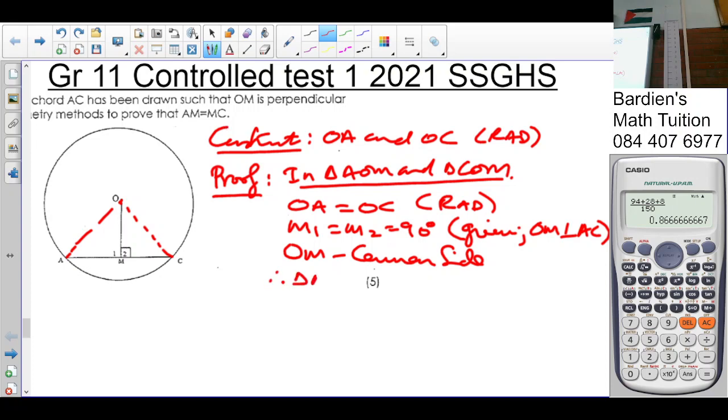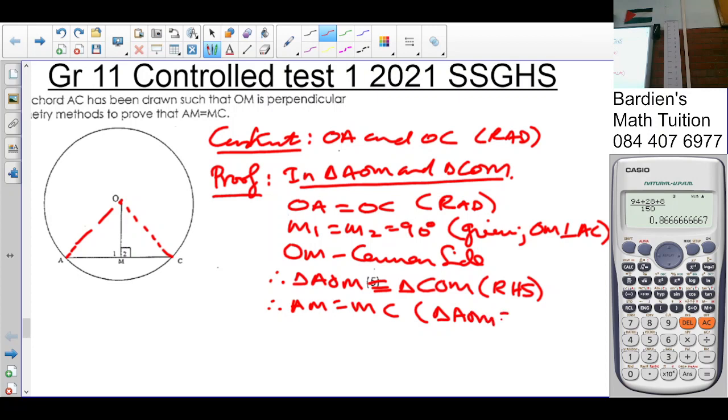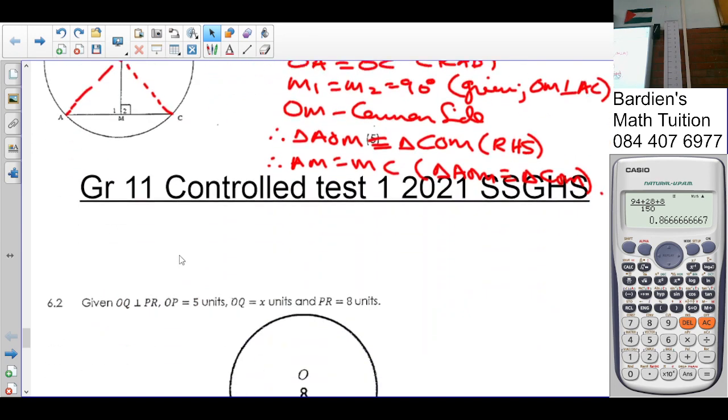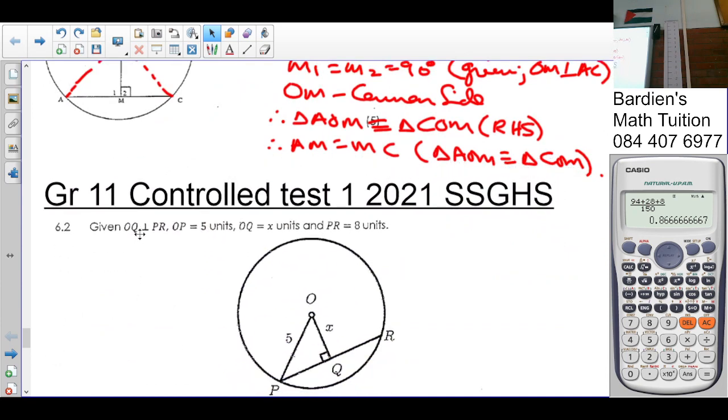So therefore, triangle AOM is congruent to triangle COM. Why? We use the right angle, hypotenuse and side. So because that is the case, we can conclude therefore AM is equal to MC. The reason? Triangle AOM is congruent to triangle COM. And that is the theorem which states perpendicular from center to chord bisects the chord. Next question.